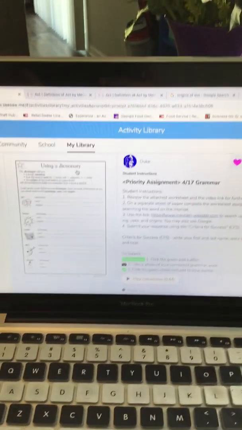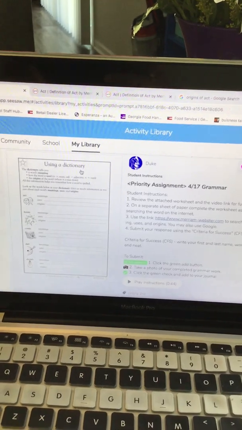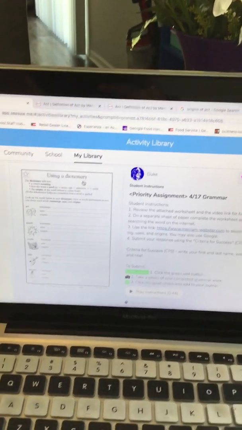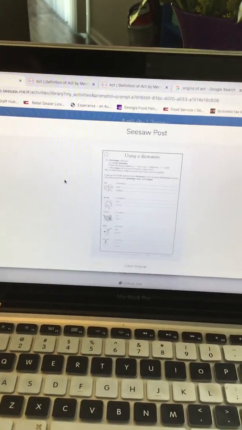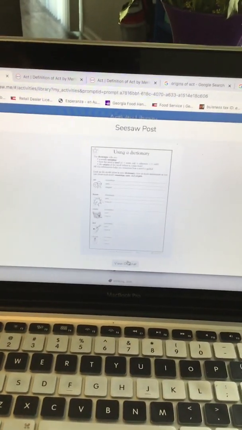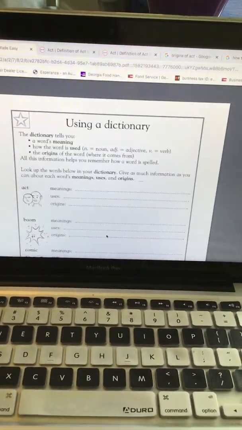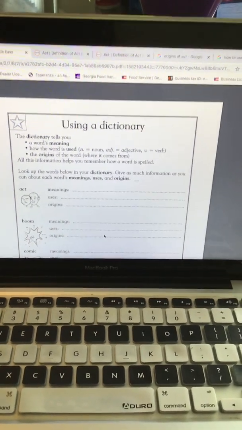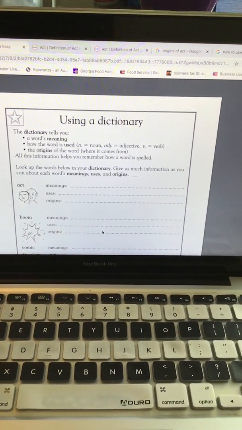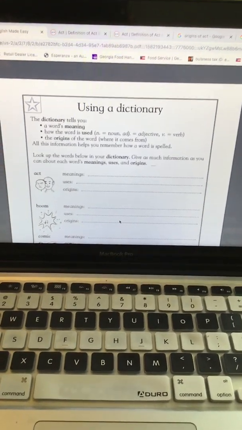Scholars, your grammar assignment today is to use a dictionary to find the meaning, uses, and origins of a word. Here's your assignment posted. You are going to click the picture and view original to see a bigger size of your assignment. Great. If you have a dictionary, you may follow the directions to write the meanings, uses, and origins of the word. If you do not have a dictionary, you may use the internet.